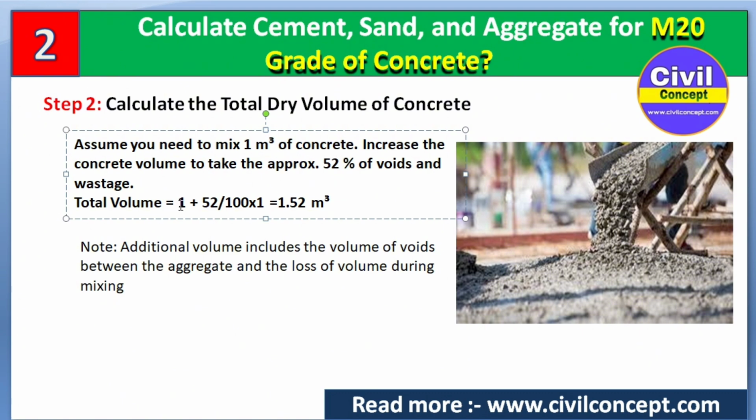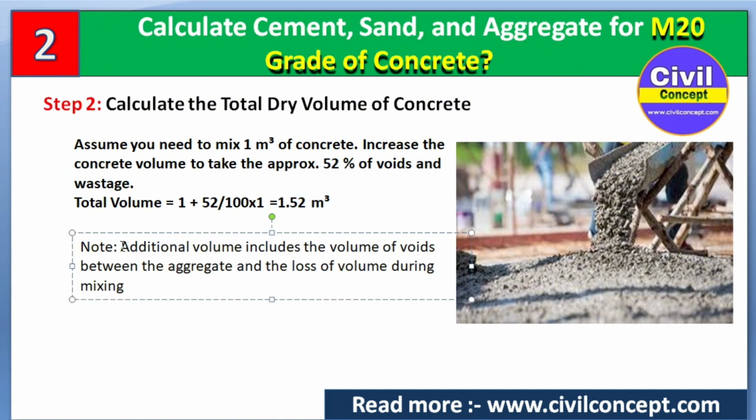So the total volume will be how much? 1 plus 52 divided by 100 into 1, which is 52% of 1. Adding this we will get 1.52 meter cube. This is the dry volume. We have calculated 1 meter cube as the actual, wet volume of the concrete, and we have to convert it into dry volume. To convert it, we have to add 52 to 55%, but here I have taken 52%, and we get 1.52 meter cube.